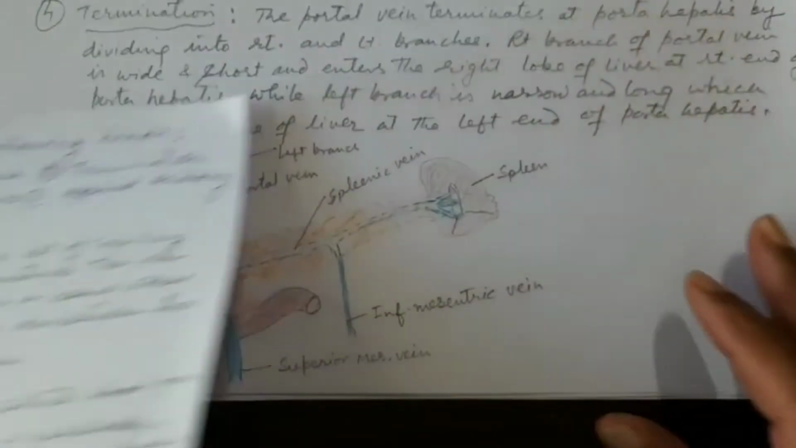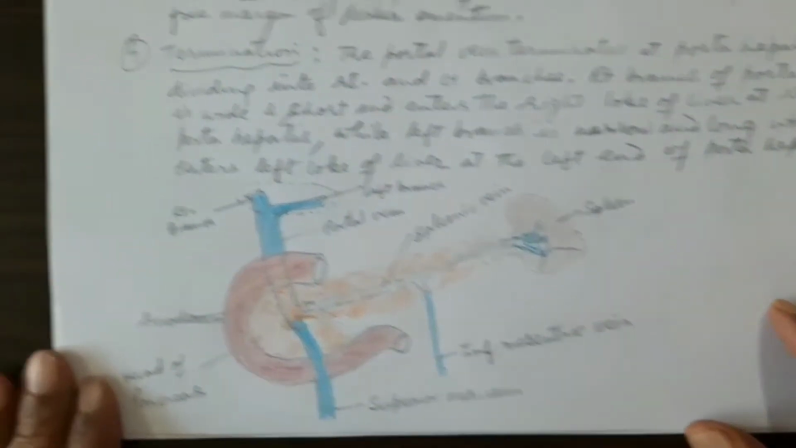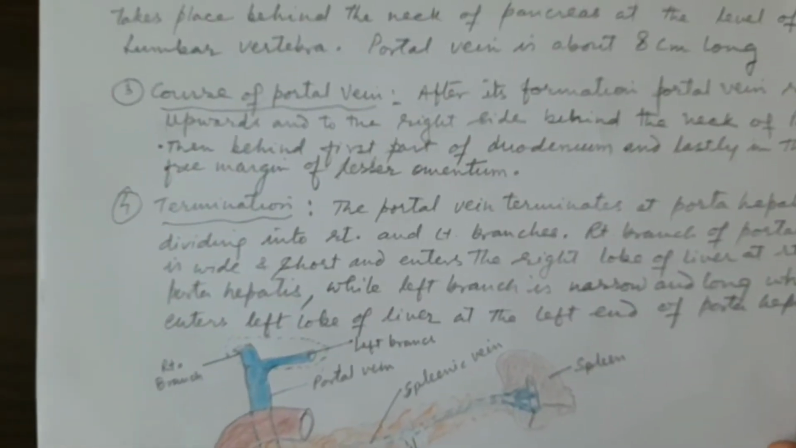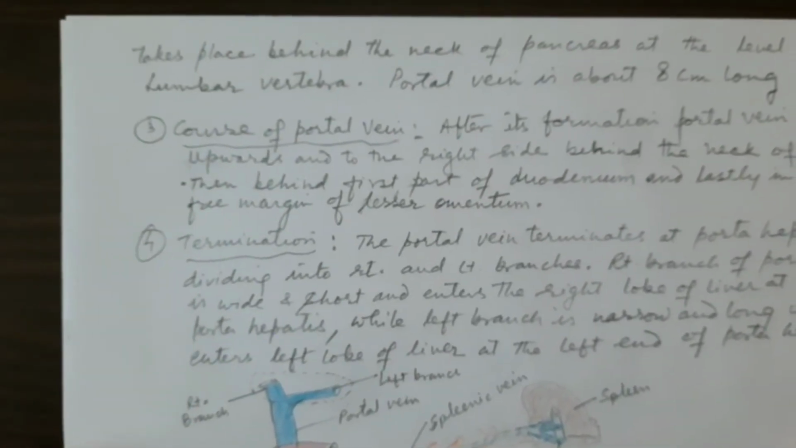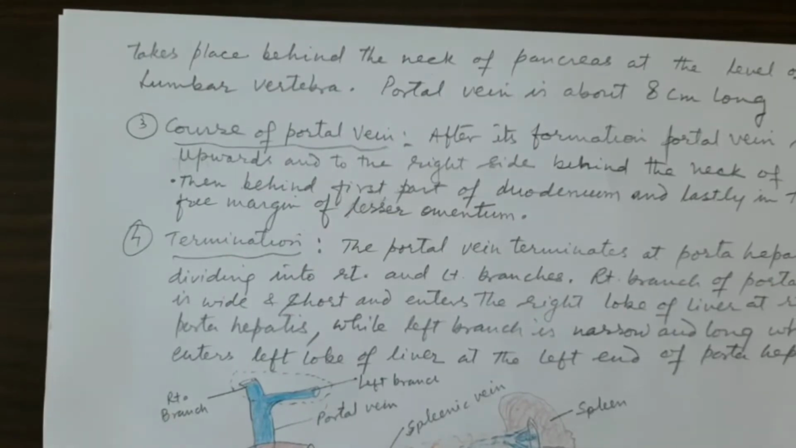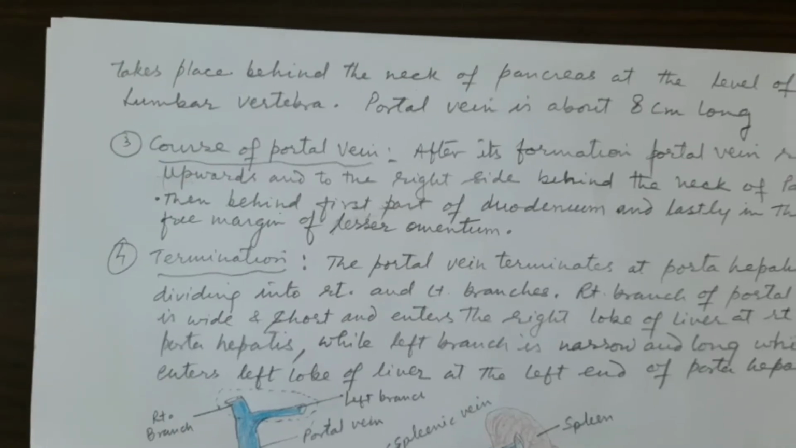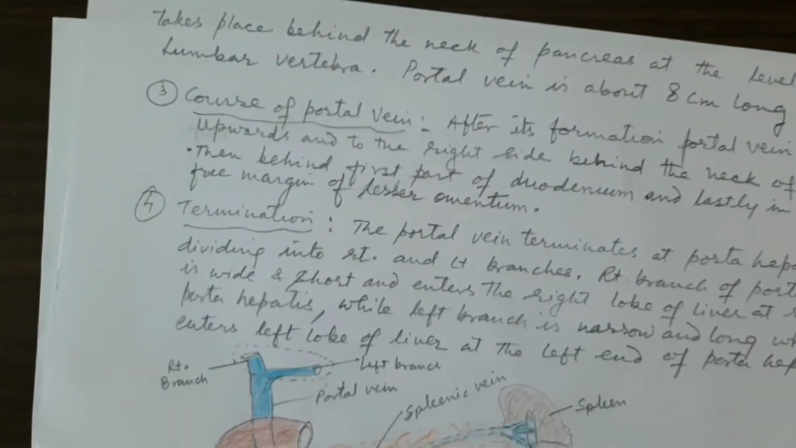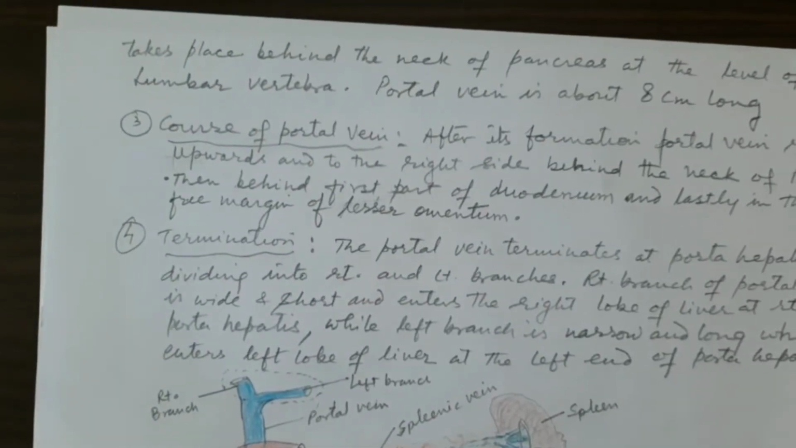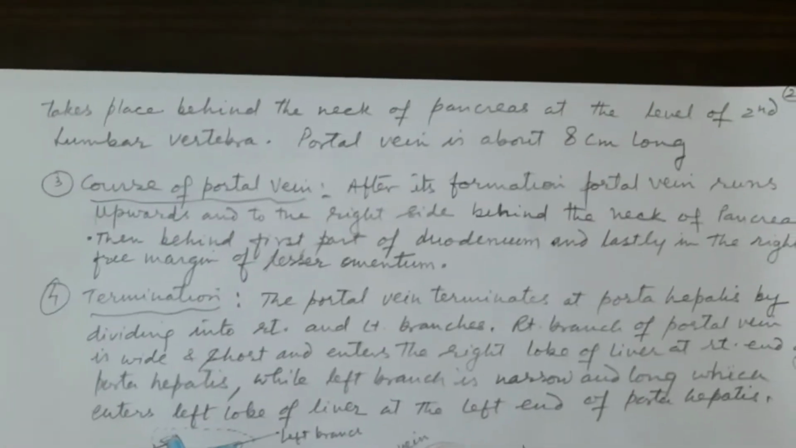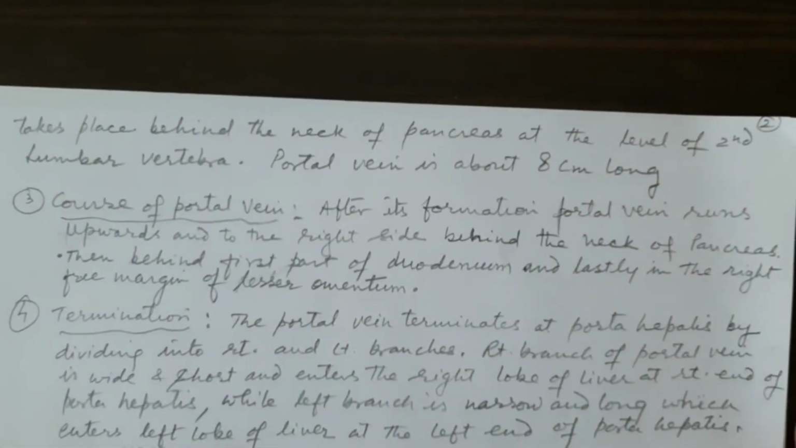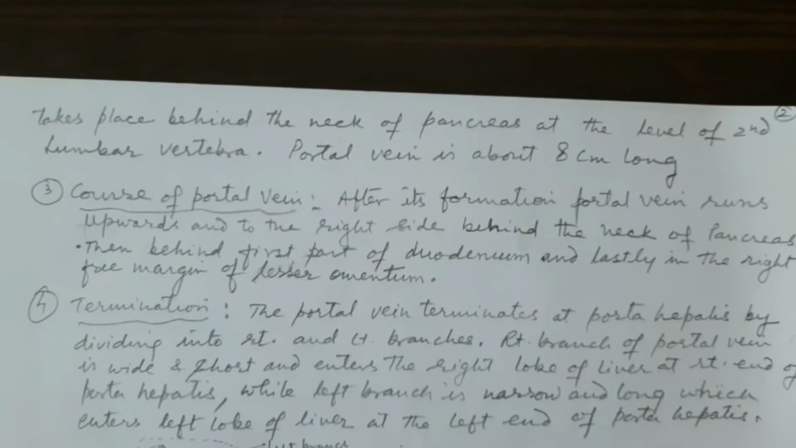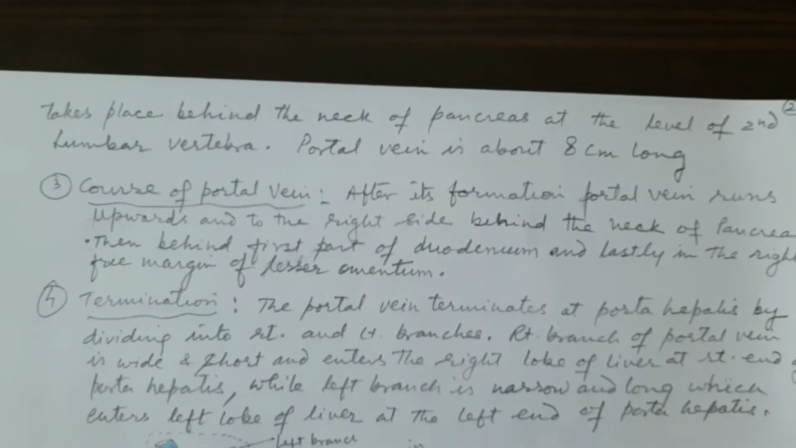And this union of the superior mesenteric and the splenic vein takes place behind the neck of the pancreas at the level of the second lumbar vertebra. Just behind the neck of the pancreas. And the level is the second lumbar vertebra, at the posterior abdominal wall. The portal vein is thus about 8 centimeter long.